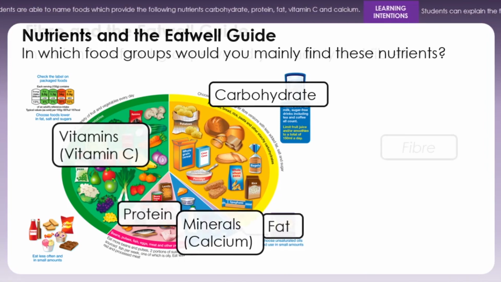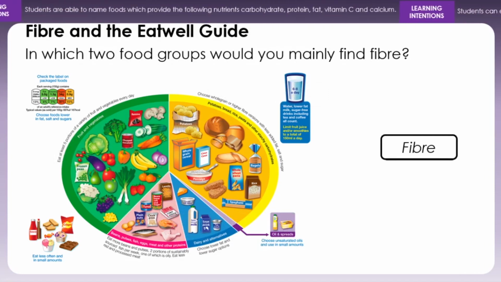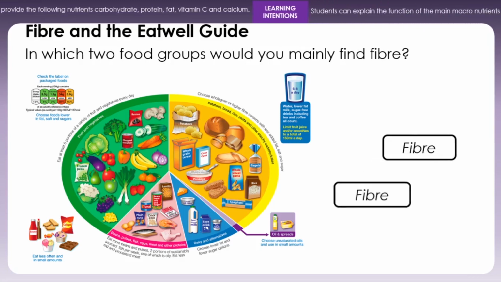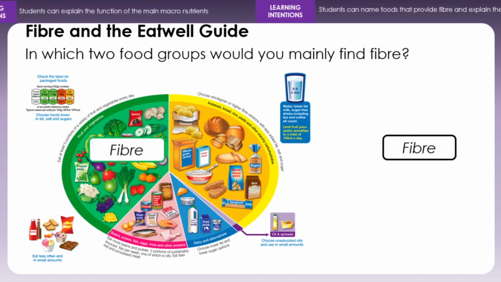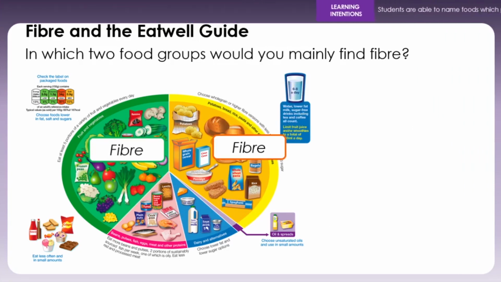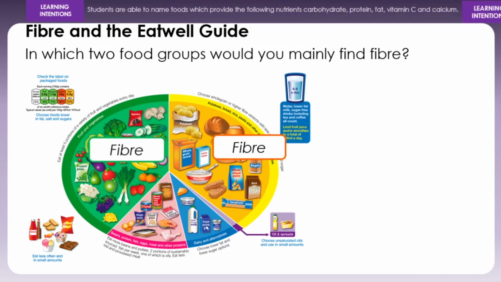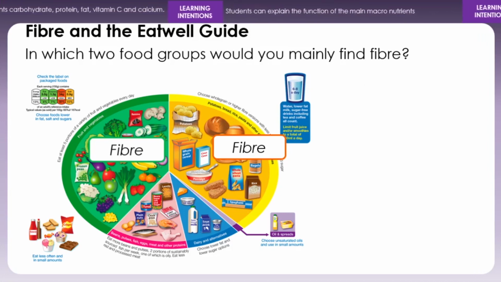Okay, now, which of the two food groups will you mainly find fibre in? Okay, so we're going to get it in the fruit and vegetable section. Did you get that one? And if you're eating whole wheat or wholemeal varieties of this, you will get it in the potato, bread, rice, pasta and other starchy carbohydrates section, the yellow section. Did you get that?